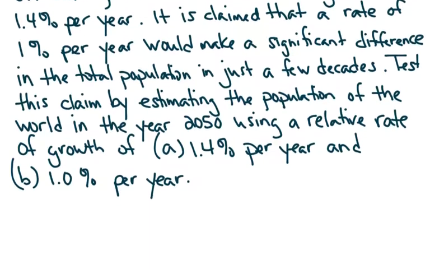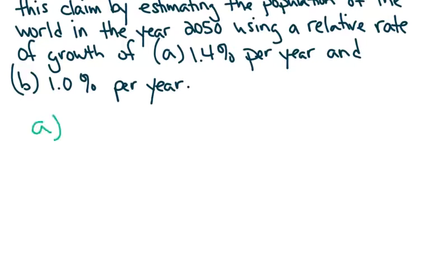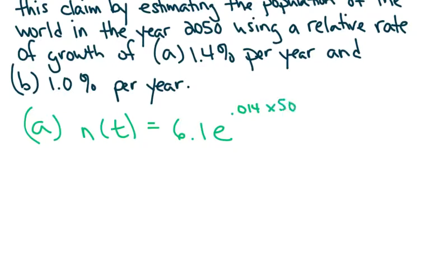So let's start with 1.4%. So the initial population is 6.1, and that's in 2000. E to the 0.014 times, well, if my initial population is in 2000 and I want to find the world population in 2050, the time is going to be 50 years. When I plug that into the calculator, I'm going to get approximately 12.3, and that's 12.3 billion.